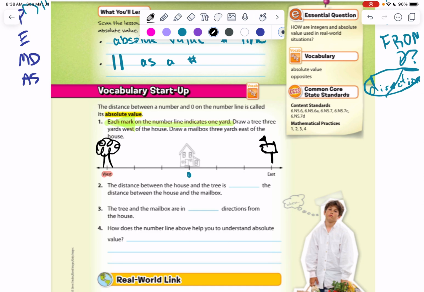So the distance between the house and the tree is 1, 2, 3 yards. And the distance from the house and the mailbox, 1, 2, 3. Okay, so they're each 3 yards from the house. So they're equal. The distance is equal. They're both 3 yards away. Okay, and the tree and the mailbox are in opposite directions. Just like the opposite of up is down, the opposite of 3 east is 3 west. They're opposite directions, but the same distance.